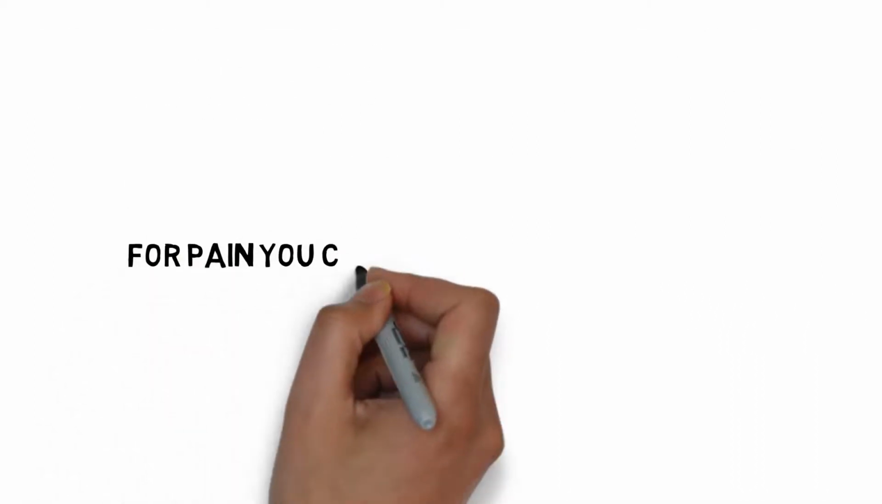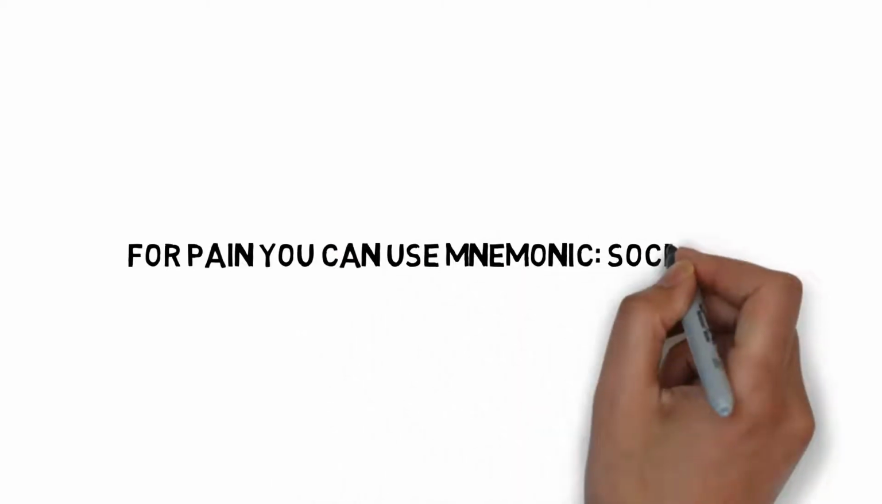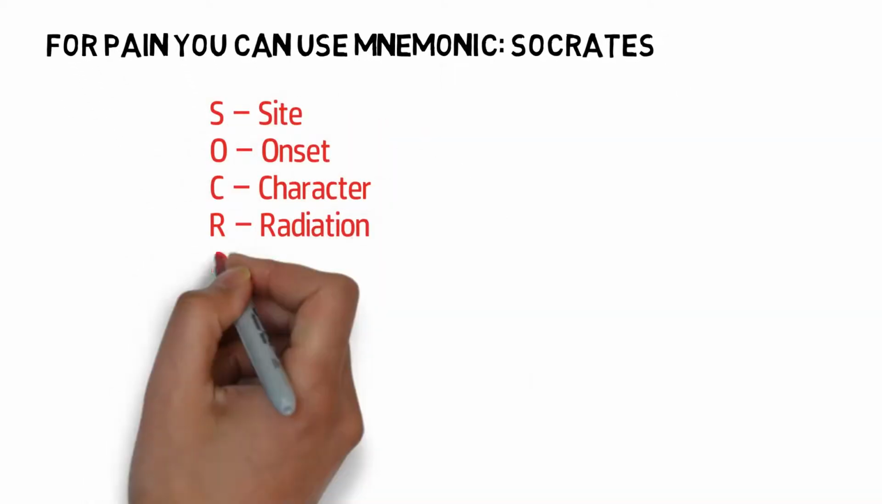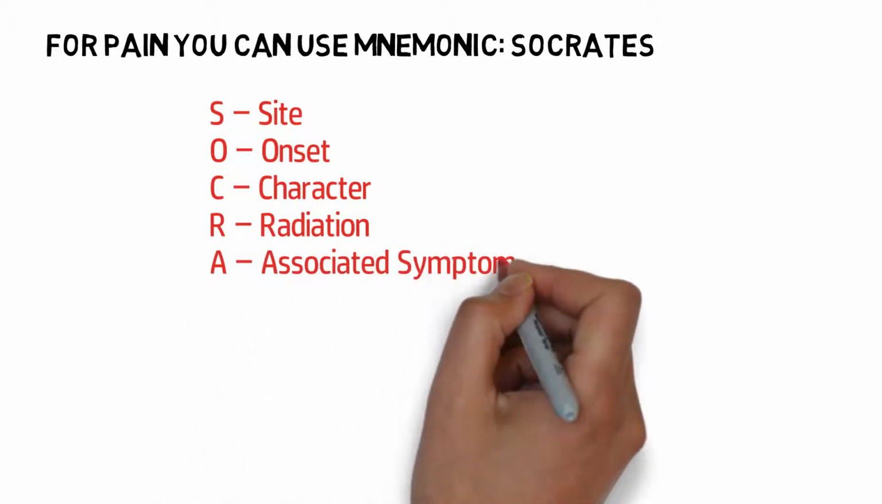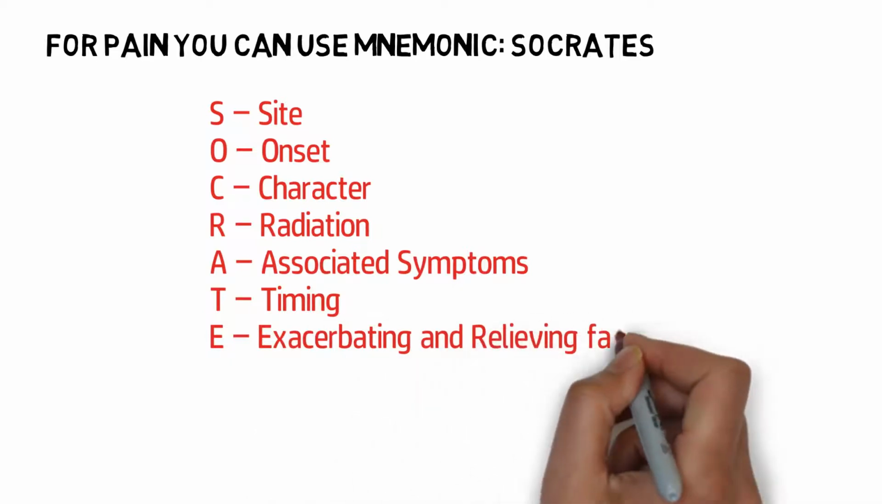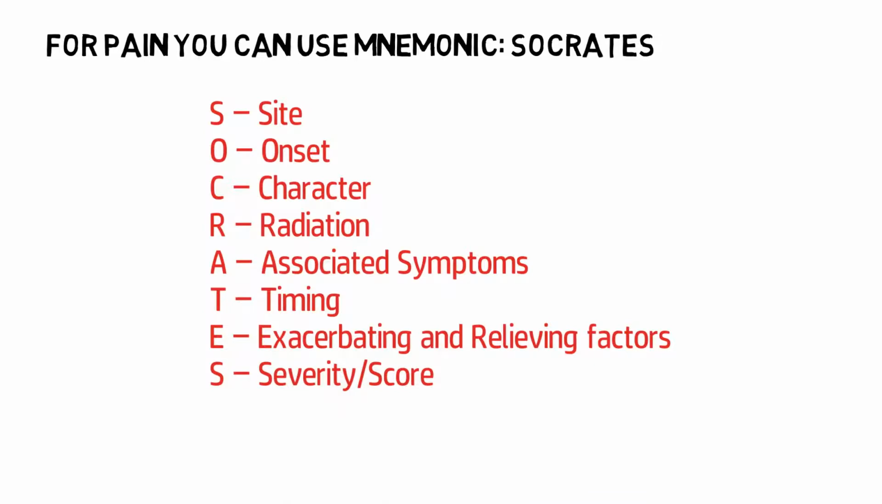The first one is for symptoms of pain, and the other one is any other symptom other than pain. For pain, there is a specific mnemonic that we have been reading since our undergraduate times, that is SOCRATES, which is site, onset, character, radiation, and other associations, the timing, the aggravating and relieving factors, and the severity, asking the patient how would they score on a scale of 1 to 10.